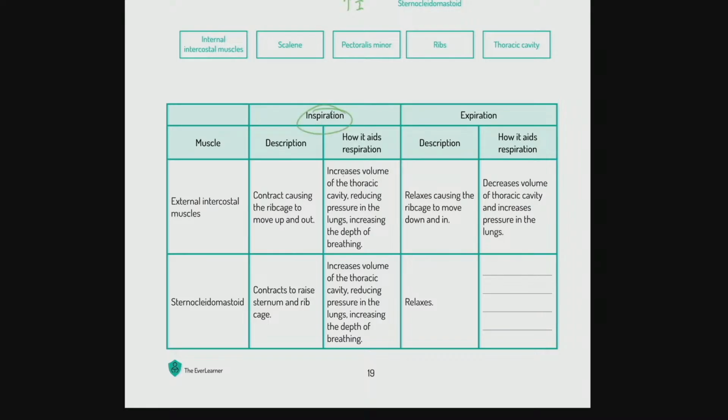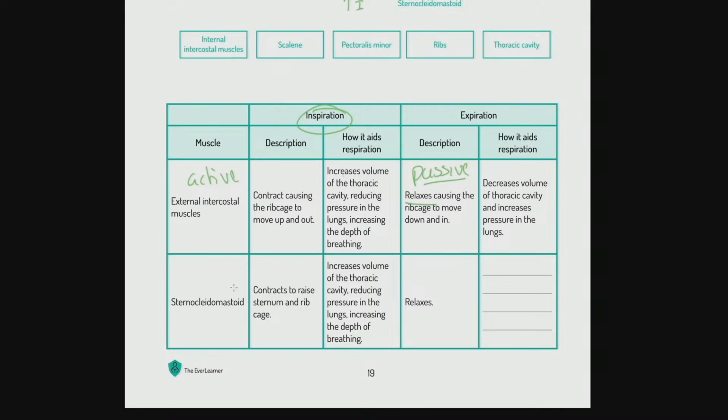That's in inspiration. Breathing out, what do they do during expiration? During expiration, the external intercostal muscles do nothing. They are passive. What they do is they simply relax. Therefore, the rib cage falls down and in, and the volume is decreased, and air is pushed out of the lungs. So notice, active, passive during expiration, breathing out.